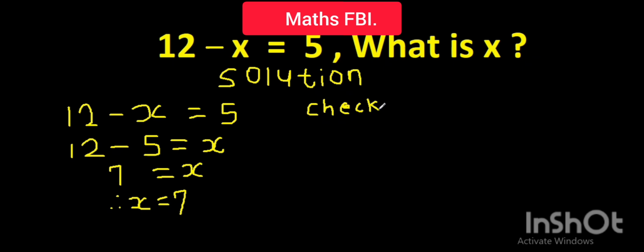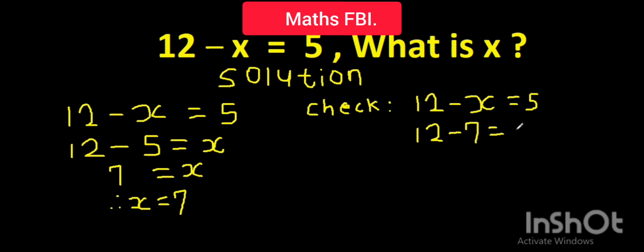So the question again is 12 minus x equals 5. Bring down 12, and the value of x that we got is 7, so minus 7. The answer should give us this value. So 12 minus 7 is 5.